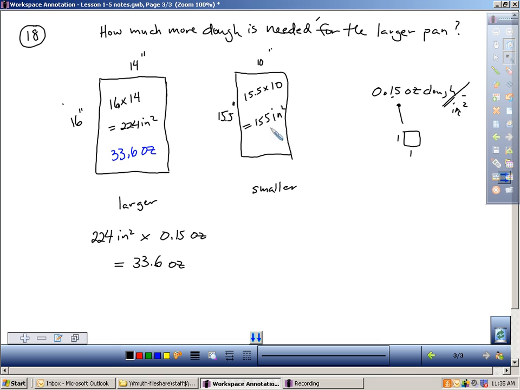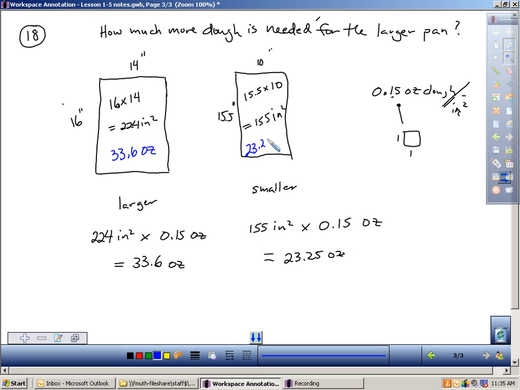So there's 155 square inches of dough in this pan, and every one of these has 1,500 ounces of dough. So let's figure that out. I have 155 square inches of dough in the pan, and every one has 1,500 ounces in it. So that's a pretty simple calculation, 155 times 0.15, and I'm getting 23.25. That's how much dough is in this pan.